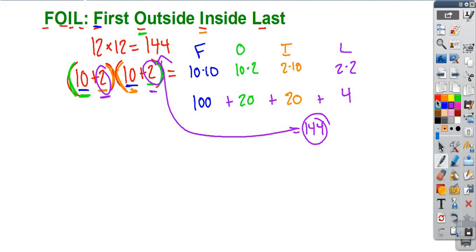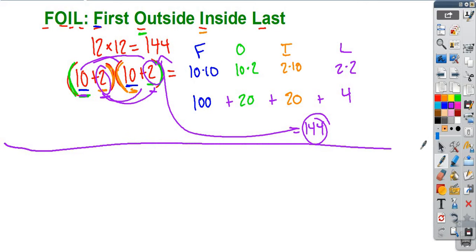So FOIL is just a fancy way of using the distributive property, which basically means you take each number in here and it gets multiplied by each number here, and the same with the second number, same with the 2. Okay, so let's do an example now with some actual x's. This is what's called a binomial. Binomial means two terms. Like a bicycle has two wheels, a binomial has one term right there and one term right there. And here's another binomial.